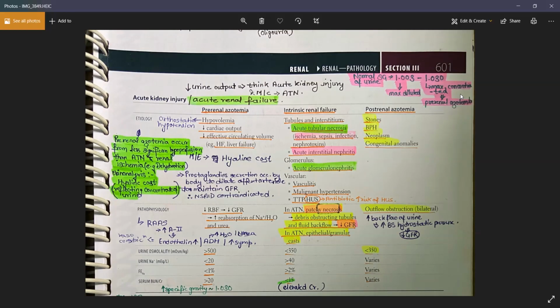And I told you, whenever you have a concentrated urine, you also have one type of cast in it. Remember the name? No one? What cast will you find whenever you have this concentrated urine? We discussed it. The hyaline cast. Yeah, hyaline cast you will see.